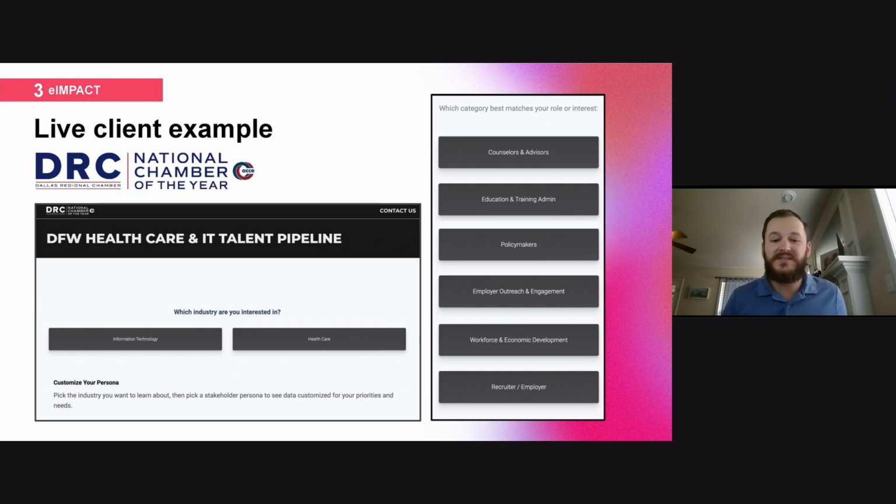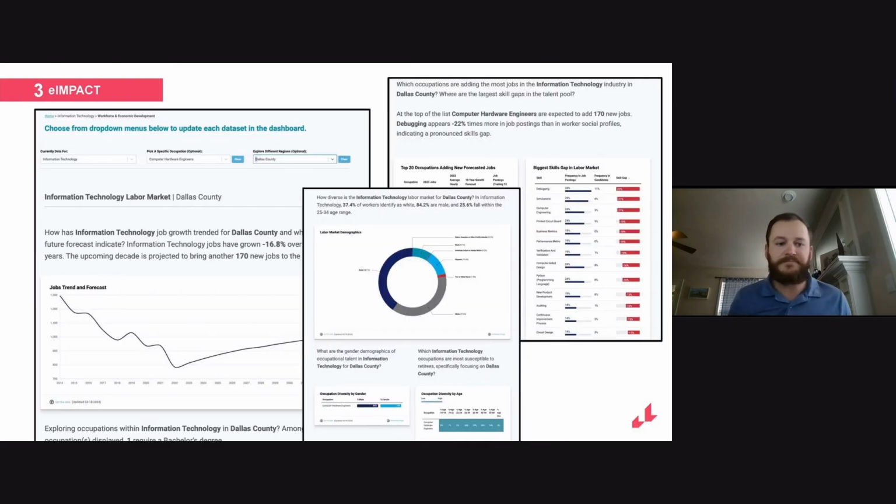Some of them, it might be the same data sets, but it might be presented differently because an education and training admin might care about different things than a policymaker. Or maybe they care about the same things, but they just understand them a little bit differently. So we built this custom dashboard to really help show people the healthcare and IT industry in the Dallas region. So you can see here are some live examples from this dashboard. There's a lot of different ways that you can start to filter down and play with the data.